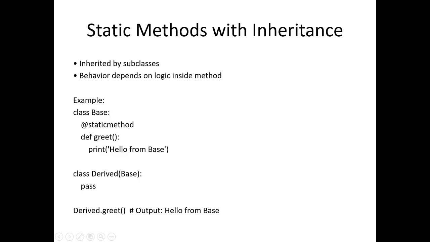It's static methods with inheritance. We will learn about inheritance in later chapters as well, so we'll just go through these methods and clear it. When a subclass inherits from a parent class, it also inherits the static methods. Since static methods don't rely on instance or class data, they behave the same in both the parent and the child classes unless overridden. So if we define a greet method, we'll take this example and understand it.